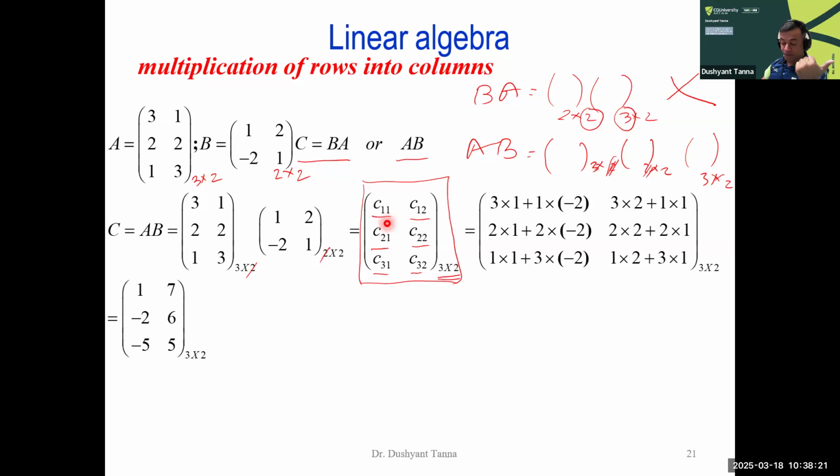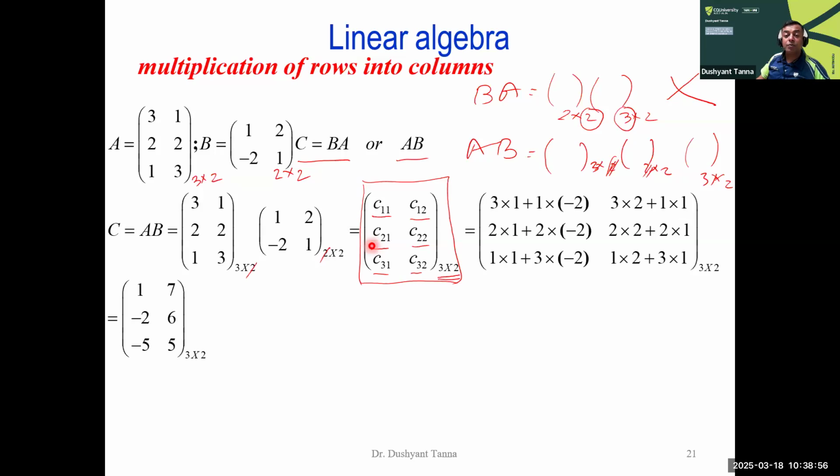Now, C11, what do we do? As we practice in general, it is the first row with the first column. First row with the first column. Again, the first row with the first column. So move your fingers, right? 3 times 1. So point it right there. Okay, plus 1 times minus 2. That's done. That's your C11. Move to the next. C12. What does it say? First row, second column. First row, second column. 3 times 2 plus 1 times 1.